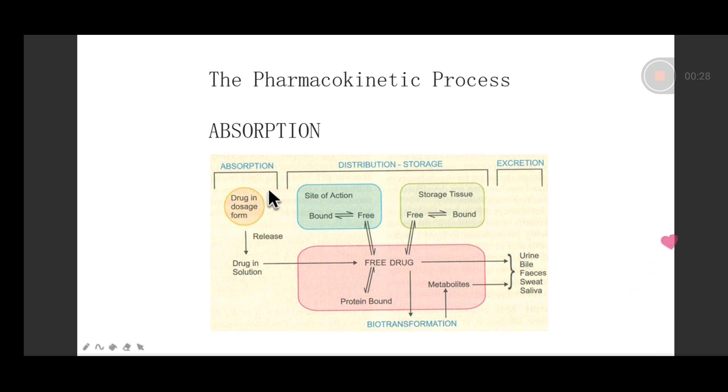If you consider the most common route as oral, they get absorbed, they are distributed, and when they get distributed, some of them may get bound to proteins, get stored in storage tissues. The free drug is available to produce an action. It gets metabolized and then excreted. So you see the drug which is taken here undergoes absorption, distribution, metabolism, and excretion. And somewhere in this, it produces an action.